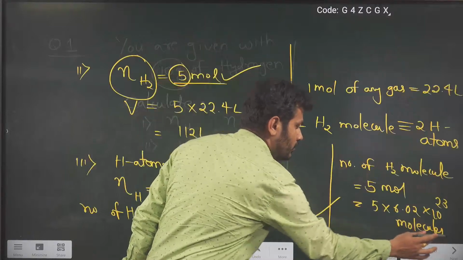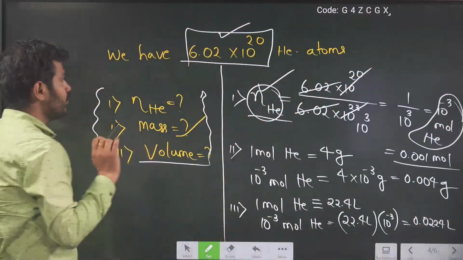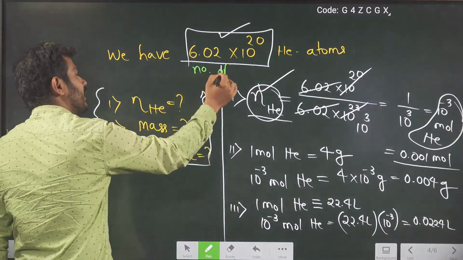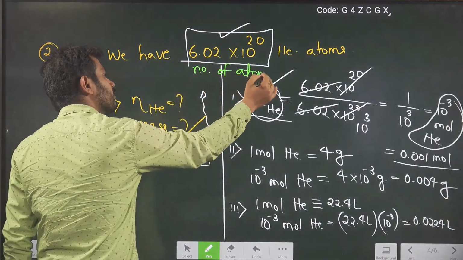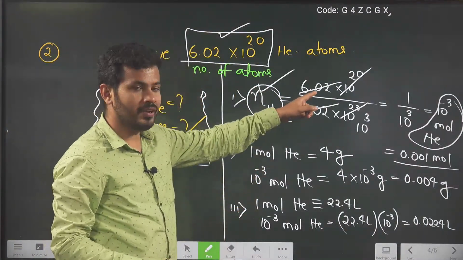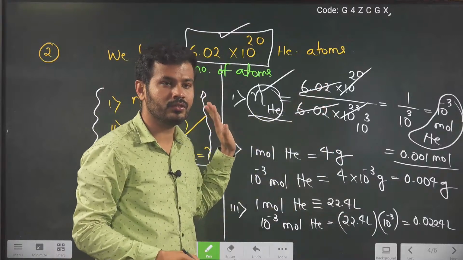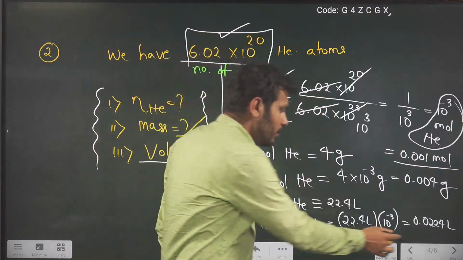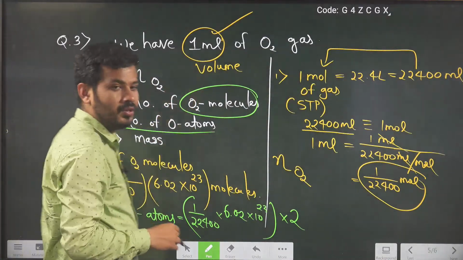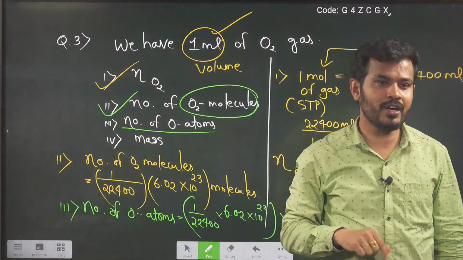In the second question, mass was not given. Here they have given the number of atoms. From the number of atoms, we have calculated the number of moles: given number of atoms by Avogadro number. And further, we have continued in the question. And in the third question, they have given volume. So in 3 different questions, they have given 3 different parameters.